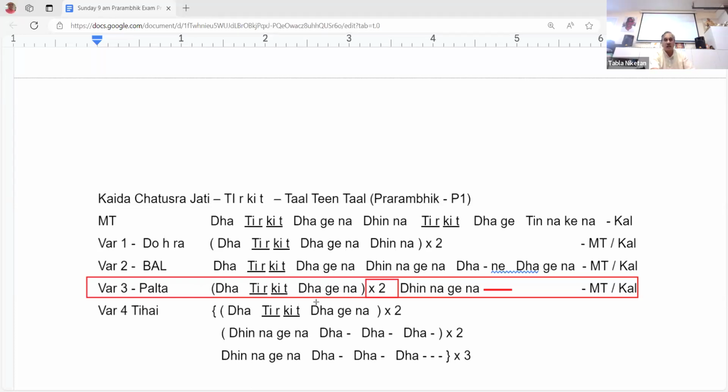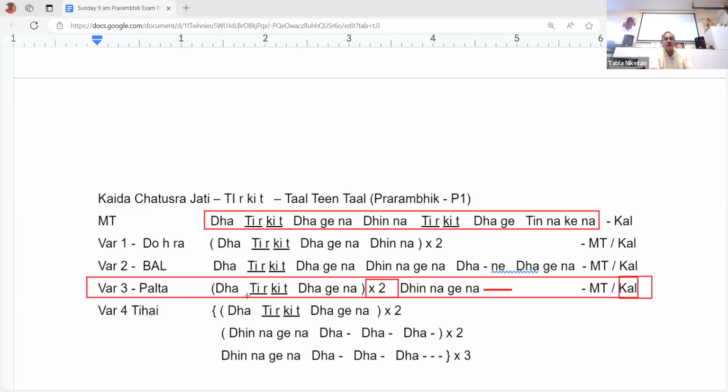Dhate rakita dhage na, dhate rakita dhage na, dhinna ge. Dhate rakita dhage na, dhinna te rakita dhage, dhinna ke na kali. Tate rakita take na, tate rakita take na, dhinna ke na, tate rakita dhage na, dhinna te rakita dhage, dhinna.